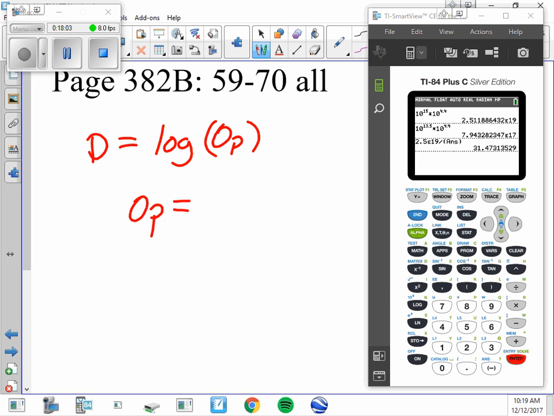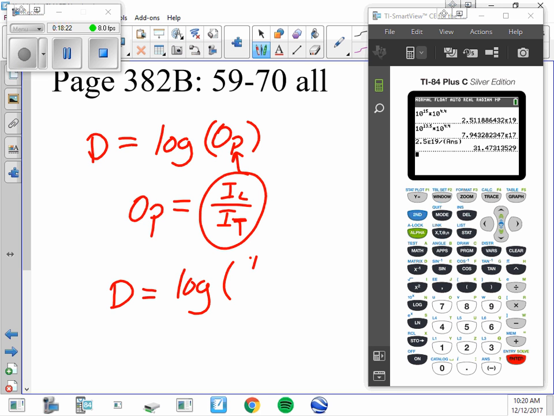So this would be I sub L over I sub T. So you just need to put that in there. So density is equal to the log of I sub L, which is the incident light, divided by the transmitted light, so I sub T.